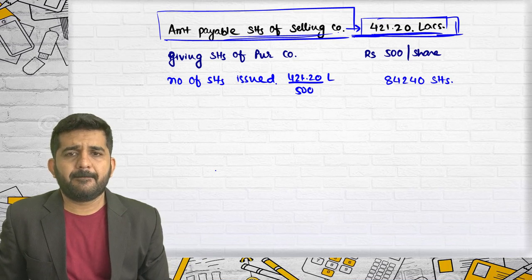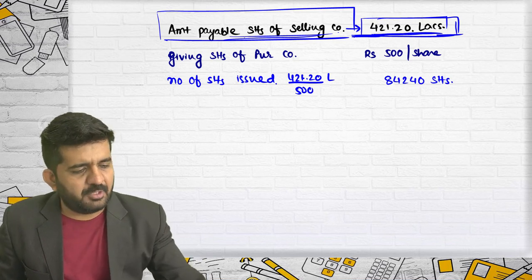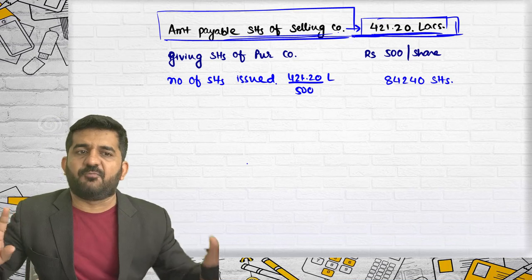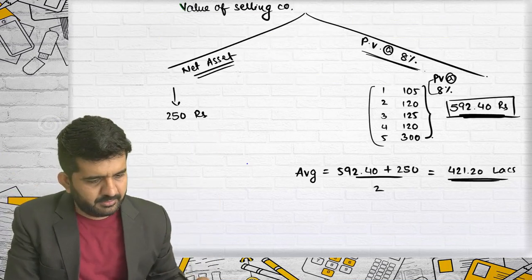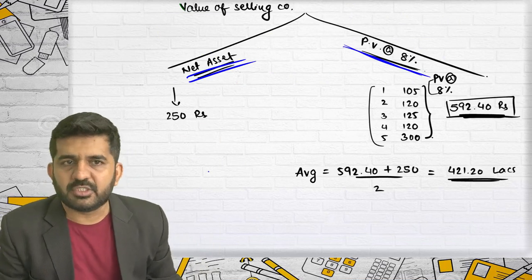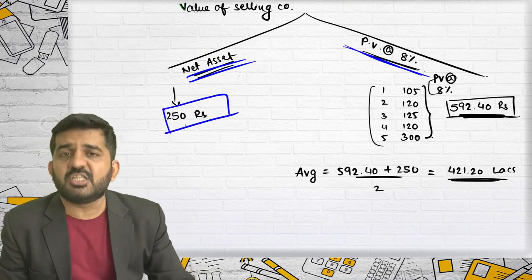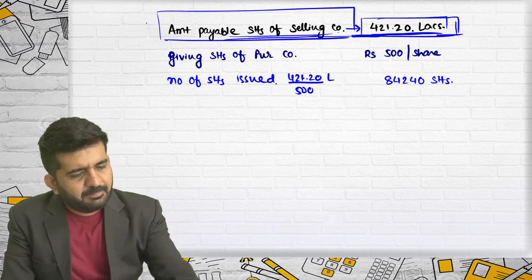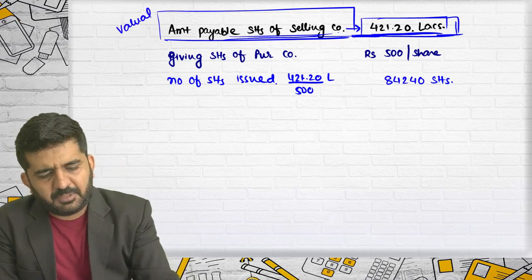Sir, can you repeat the question? See, what is the amount payable to the shareholders of selling company? Here we have found out by a totally different method: net asset and present value of future cash flow. See this figure. This is nothing but the valuation of selling company. Believe me, this is also the valuation of selling company by taking the average.